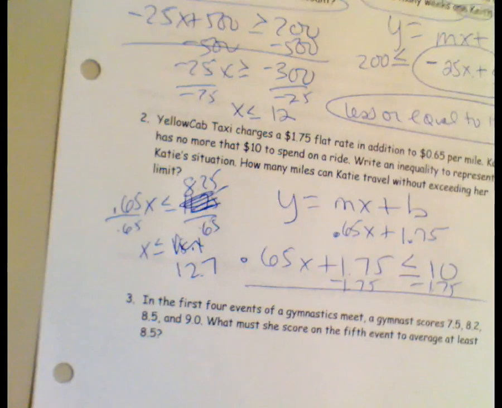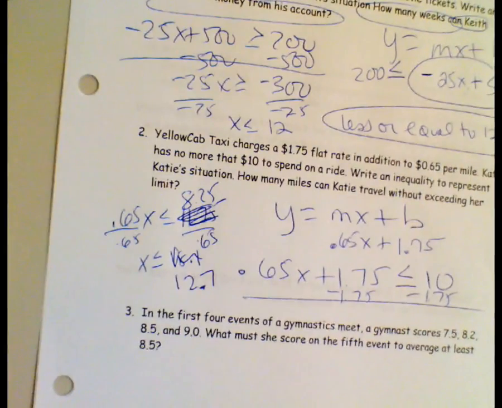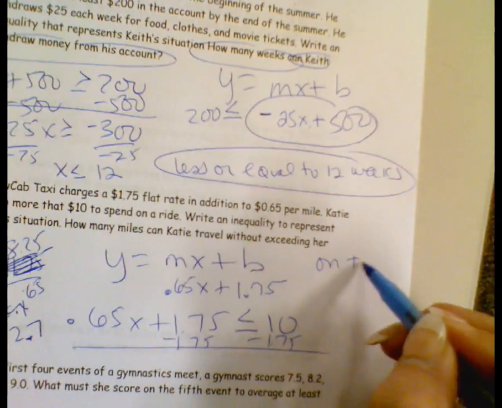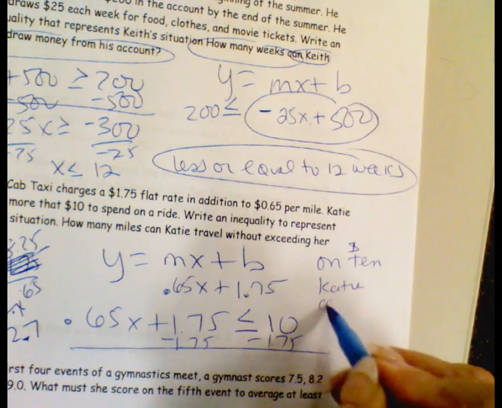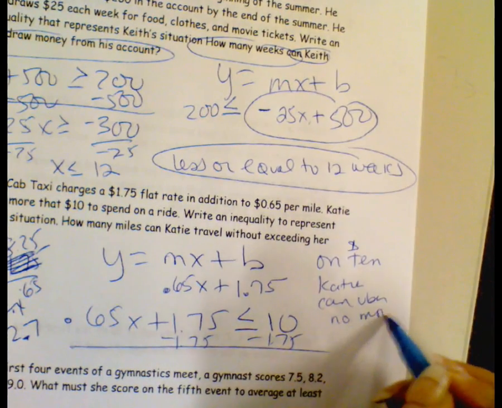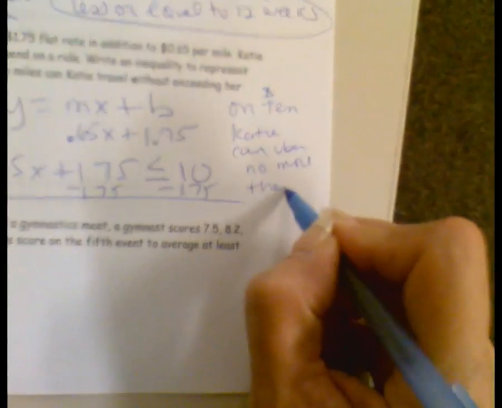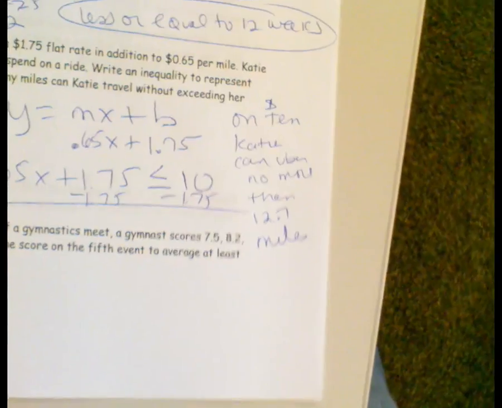So what does that mean? So she can go about 12.7 miles or less on $10. You would say on $10, Katie can Uber no more than 12.7 miles. What do you guys think?